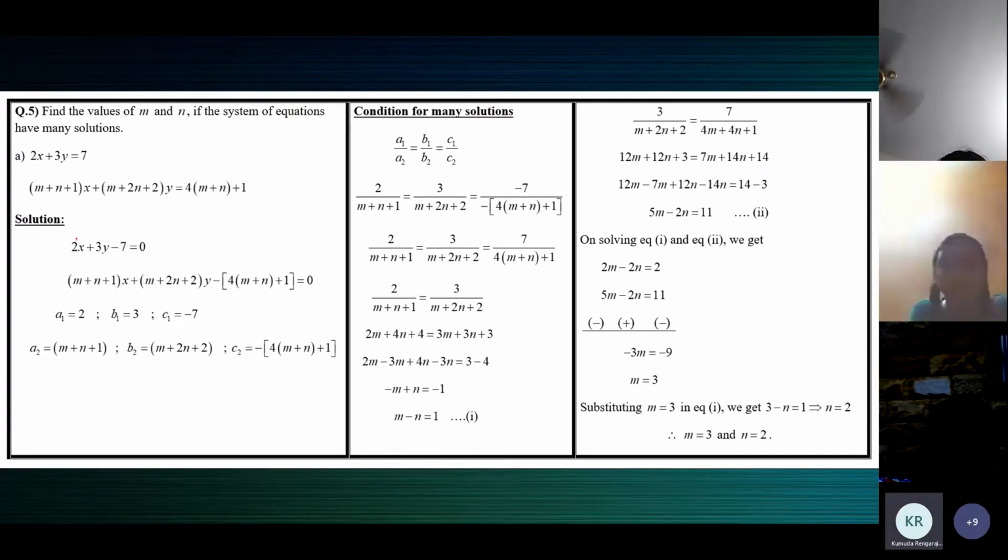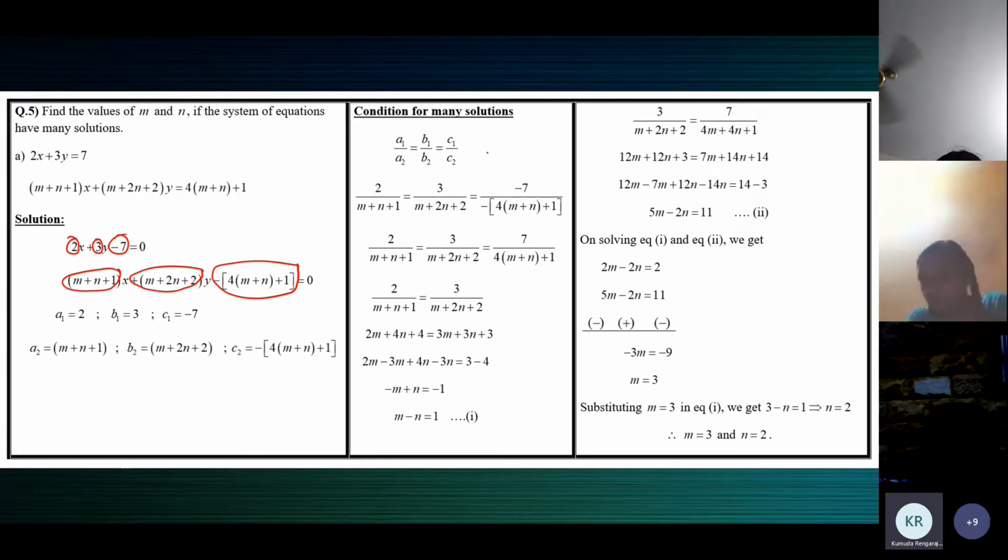See, this is A1, this is B1, this is C1. This is A2, this is B2, and this is C2, along with the sign. If it's positive, you don't have to mention it. If it's negative, you must take it with the sign.